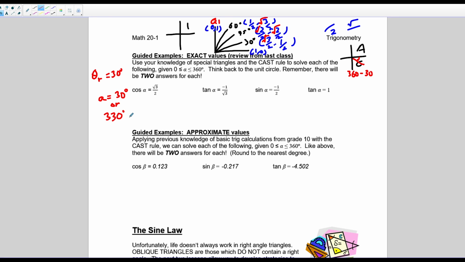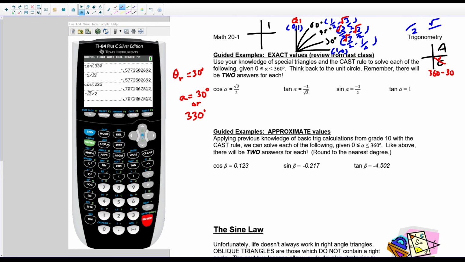The second way that we can do this is by simply looking for our angle using our calculator. Popping our calculator up onto the screen here, we're going to take the inverse cosine, so second cos, the inverse cosine of the ratio that we have, so root 3 over 2. And we can see here that it's going to be 30 degrees.